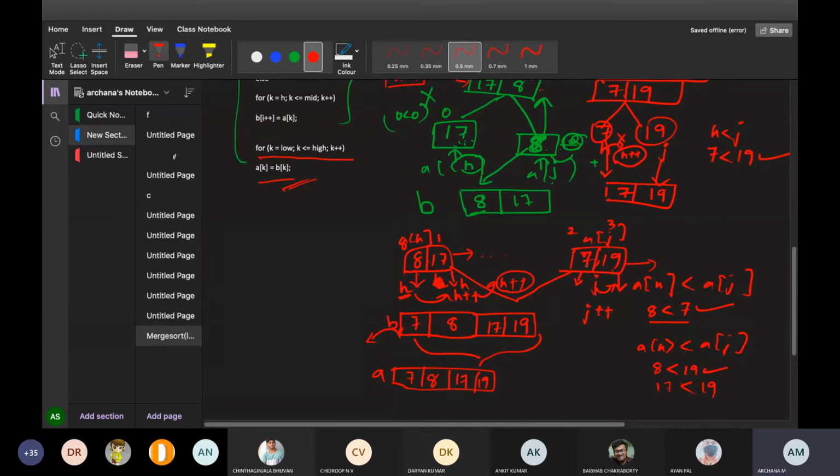Just take this as H, take this as J, take the first value, compare that value with the first value of J, check whether those two are less. If it is less, put that value. If it is not less, put the next H value into this, and whichever value you put, increment that array. Okay, now H is here only, J is incremented.